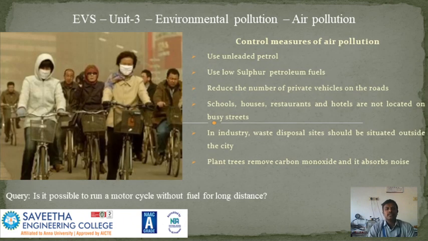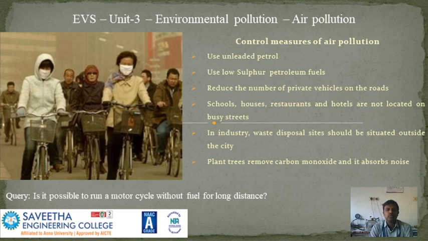And what are the measures taken to control air pollution? We want to use unleaded petrol and low sulfur petroleum fuels, and reduce the number of private vehicles on the roads. We have to move everything to government sector functions. Schools, houses, restaurants and hotels should not be located on busy streets. In industry, waste disposal sites should be situated outside the city.